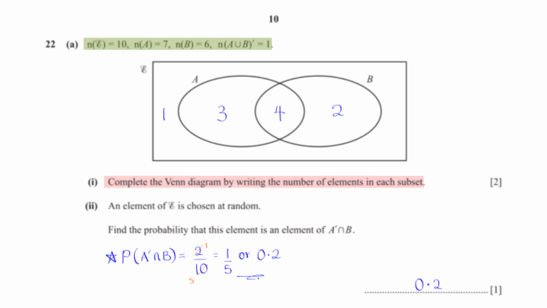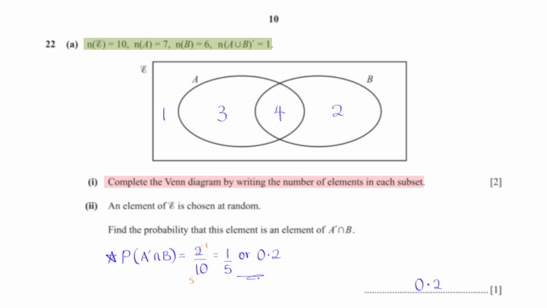Complete the Venn diagram by writing the number of elements in each subset. So first, the number of elements that are neither in set A or set B is equal to 1, and we'll write that here. And so that leaves us with a total number of elements in set A and B being equal to 9. Second, we need to find the number of elements in A and B.